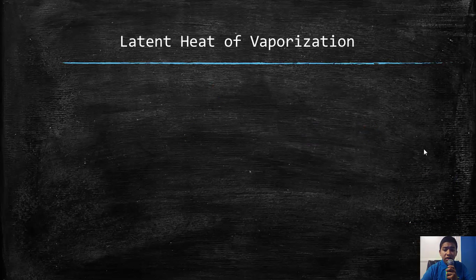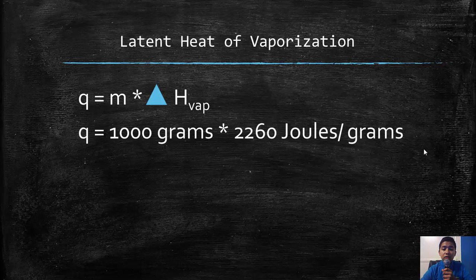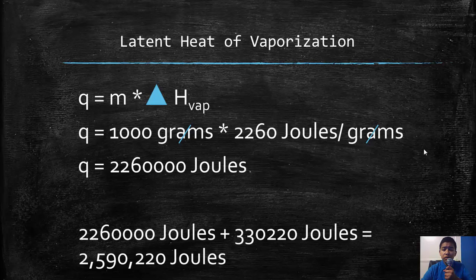Now let's find the latent heat of vaporization. The formula for the latent heat of vaporization is Q equals M times delta H of vap, where M represents mass, Q represents the heat energy, and delta H vap represents a specific value. So let's input our numbers. When we plug in our numbers, we get Q equals 1,000 grams times 2,260 joules per gram. When we multiply, the units of grams cancel out, and our total is 2,260,000 joules, since we're only left with the unit of joules.